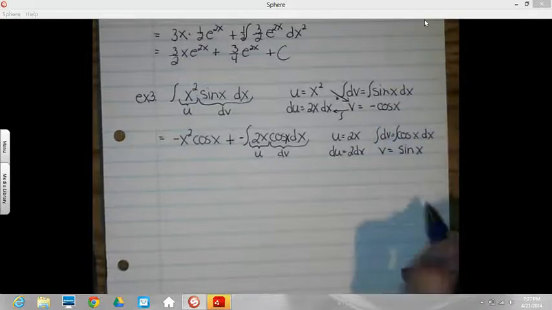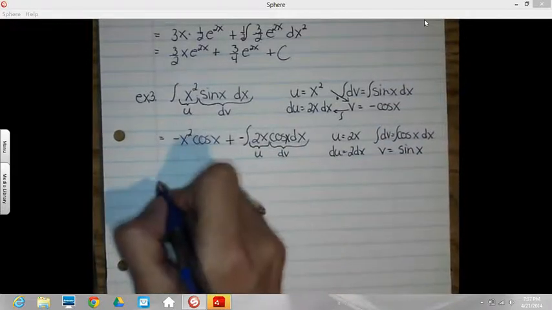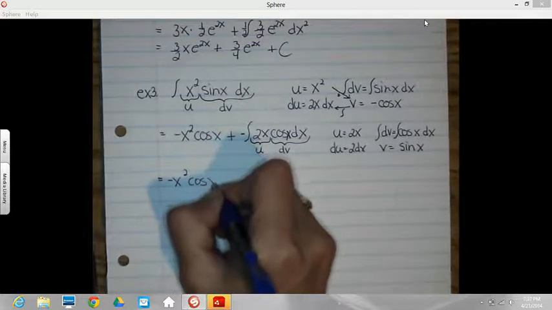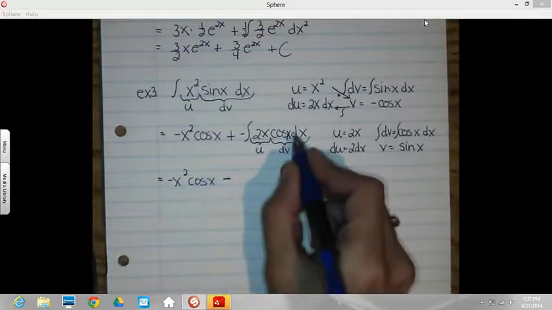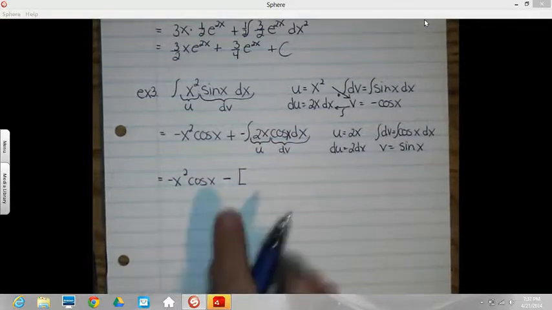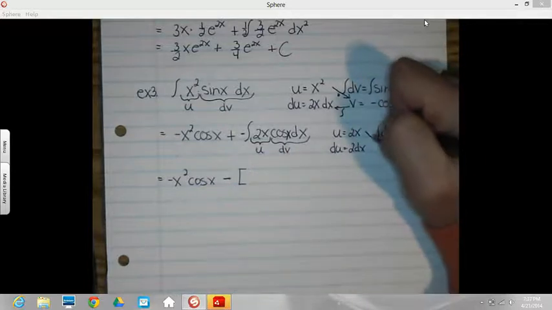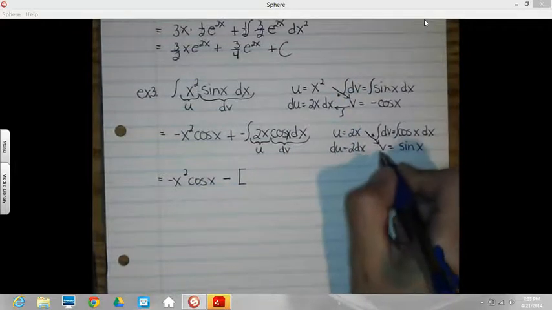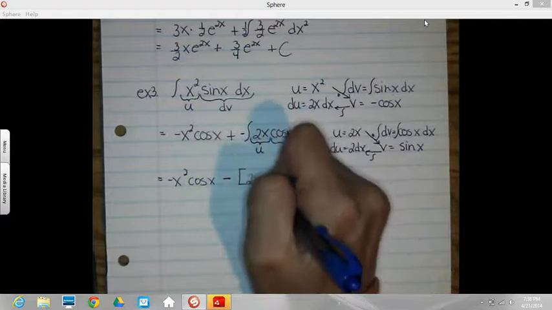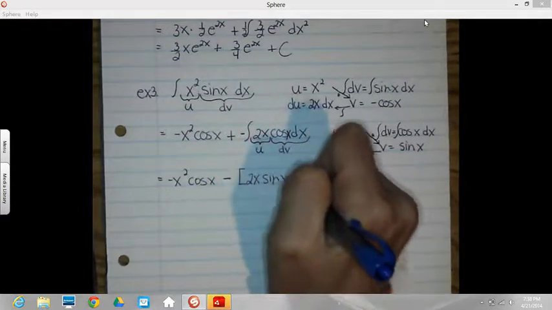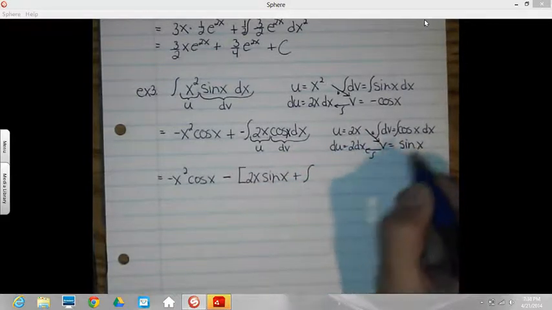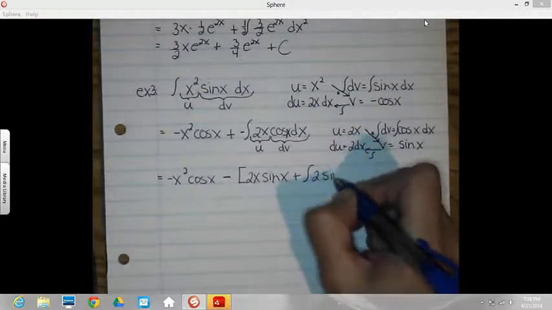And now I'm ready for integration by parts for this thing. I'm going to carry this along. So negative x squared cosine x. I've got a minus this integral, which is integration by parts, which I know has two parts to it. So I'm going to use brackets because I've got to subtract this integral, which is multiply, integrate. So I'll have 2x sine x and then plus the integral of 2 sine x dx.